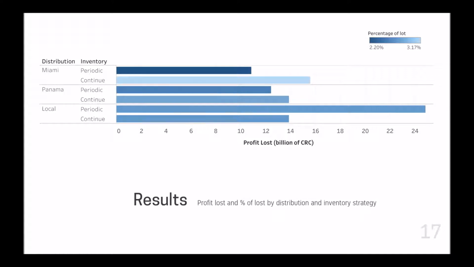Another important indicator is the profit lost and the percentage of loss. As you can see in the graphic, the scenario with the lowest profit loss is a distribution center in Miami with a periodic strategy, which produces a total of 11 billion CRC in profit lost. This is also the one with the lowest percentage of loss, with 2.2%. It means that this scenario has the best service level. In second position is a distribution center in Panama with a periodic strategy, which has a total profit loss of 12 billion CRC and a percentage of loss of 2.24%.